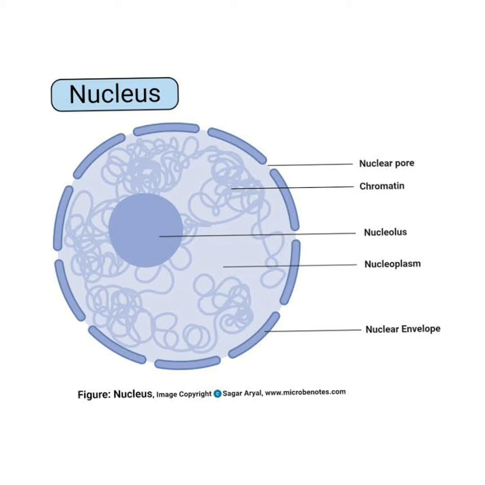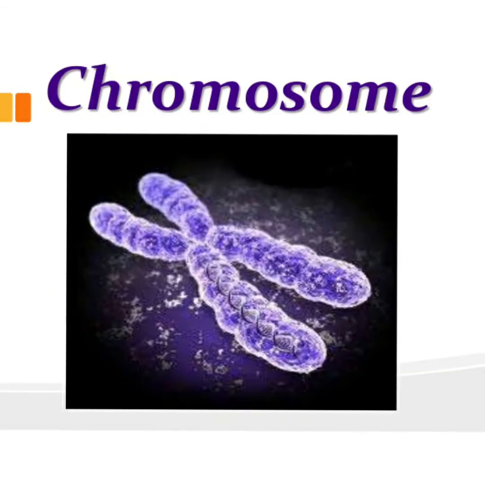Within the nucleoplasm, the chromosomes are present. Chromosomes are thread-like structures usually present in the nucleus. Chromosomes contain hereditary information of the cell. Each chromosome is made up of two components, that is DNA and proteins. DNA is the most important component of chromosome. It is the genetic material. The functional segment of DNA is called genes.